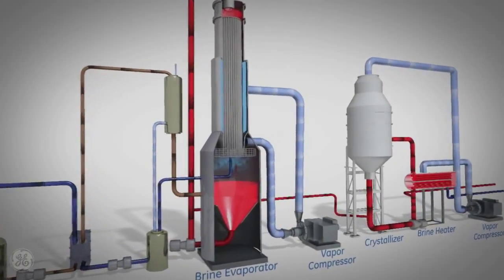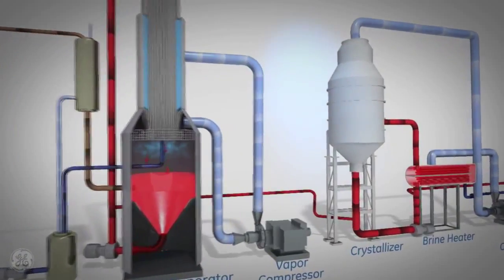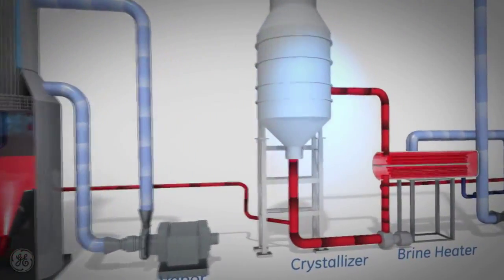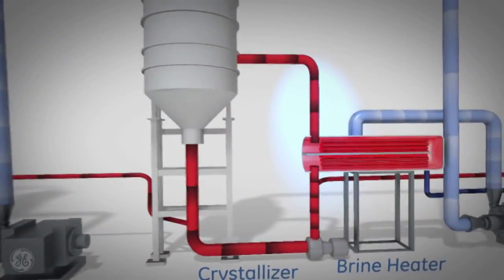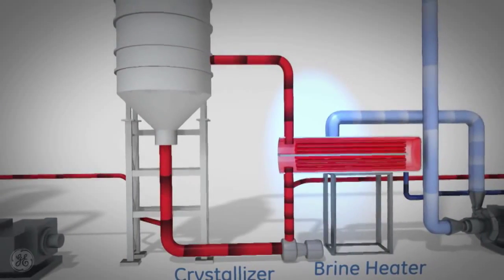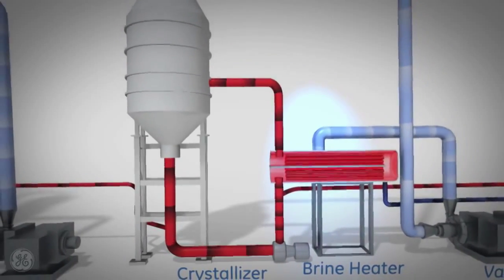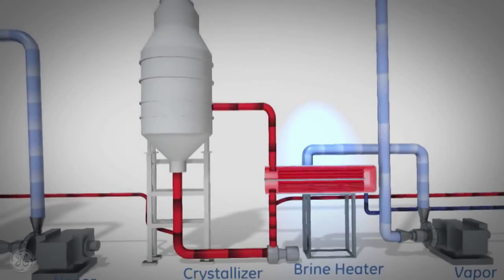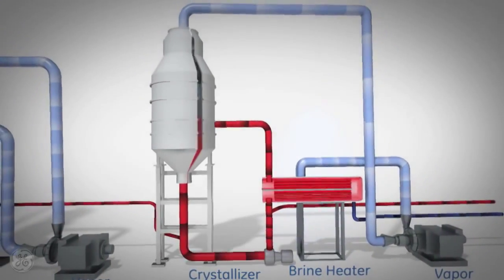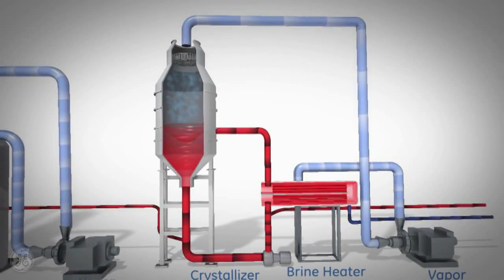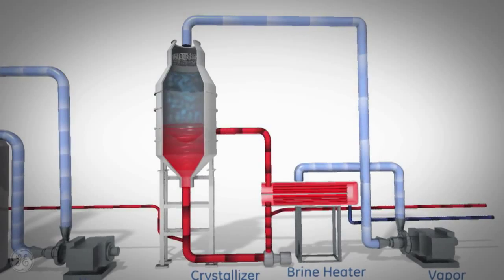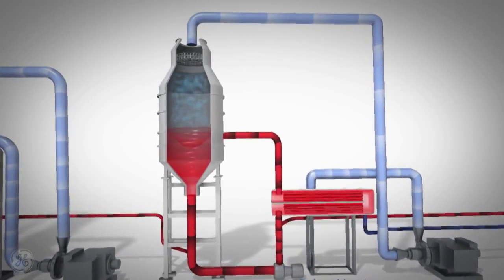Concentrated brine from the brine evaporator is sent to the brine crystallizer. The concentrated brine is routed to the shell and tube brine heater. The concentrated brine is heated to above its boiling point in the brine heater. The heated brine then enters the crystallizer vapor body. Upon entering the vapor body, the heated brine flashes.